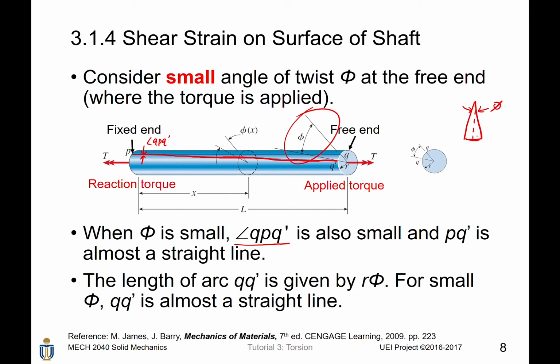Then we can treat it as two right triangles. Each of them has an angle of phi divided by 2. Then the length of the small segment will be R times phi divided by 2. Then the length of QQ prime is given by R times phi over 2 times 2, which equals R phi.